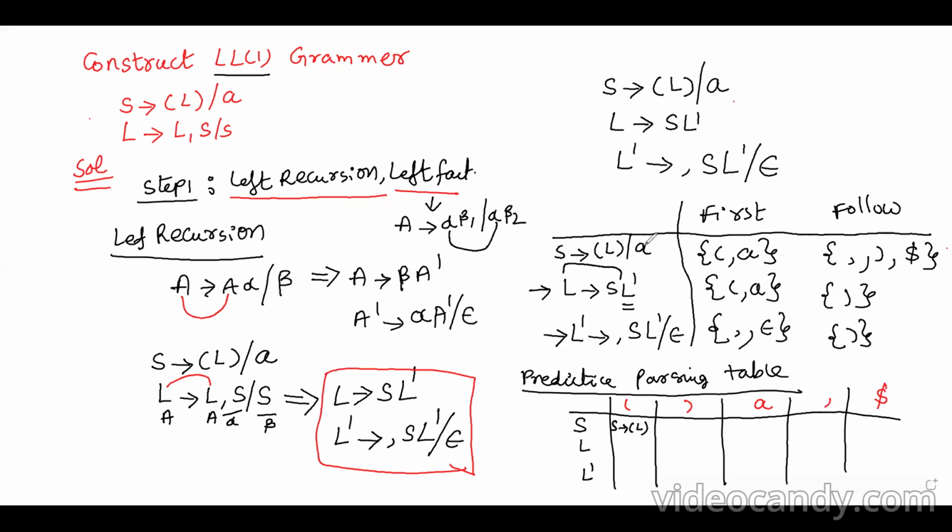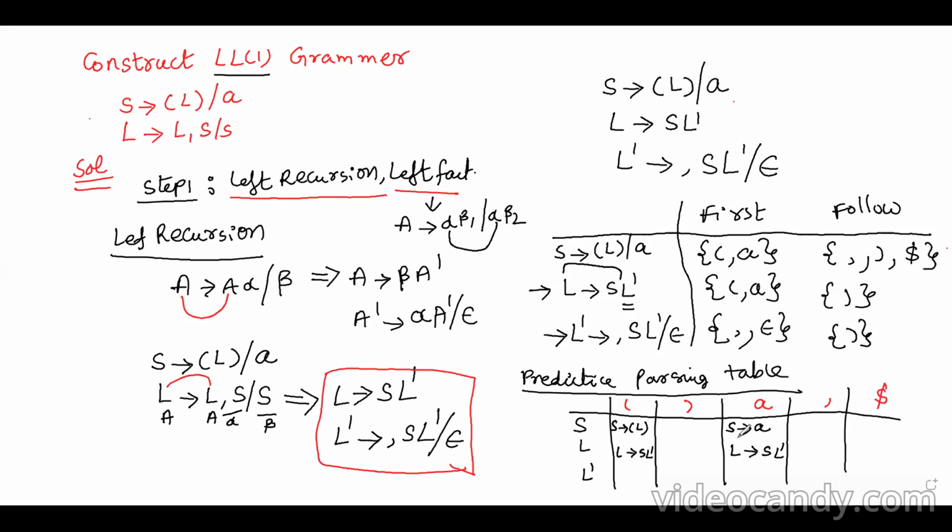Now what about S tends to A? We can write it here. Remember, first of open bracket is open bracket, that's why we have written it here. So first of S is open bracket, first of S is A. The second one, L tends to SL dash, with open bracket and A. So you must write L tends to SL dash in place of open bracket, and L tends to SL dash in place of small a.